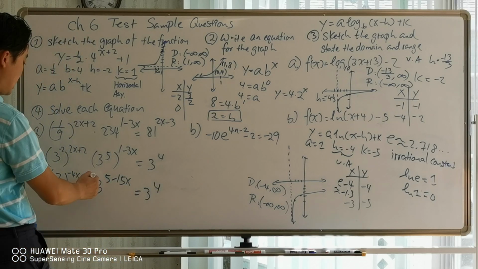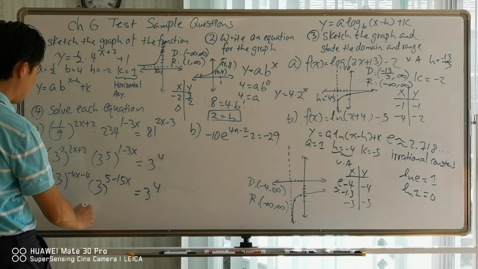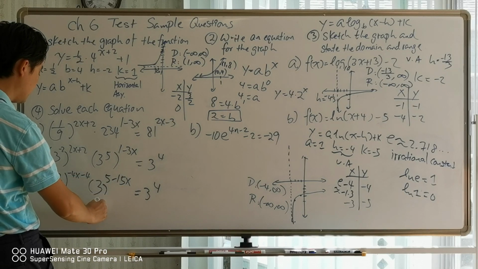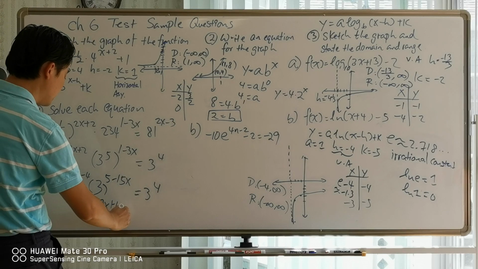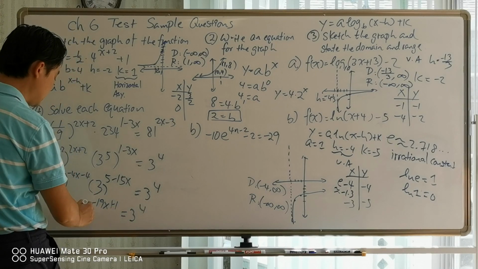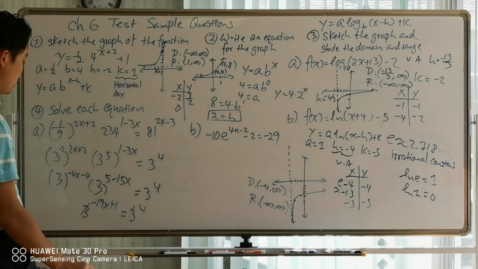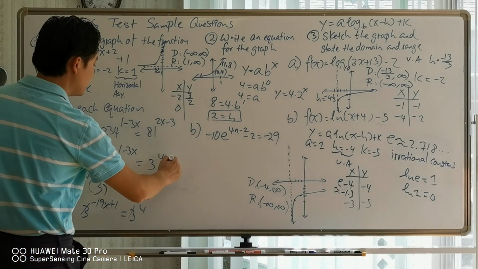And then same base, that means we need to combine the exponents together. So 3 to the power of negative 4x plus negative 15x, then that would be negative 19x. And then negative 4 plus 5, then that would be plus 1. So that equals 3 to the power of 4. Same base, we just cancel them out. So now, what this one becomes is a linear equation. So negative 19x plus 1 equals 4.